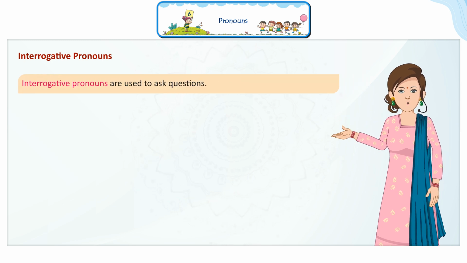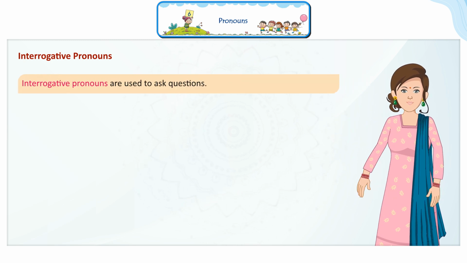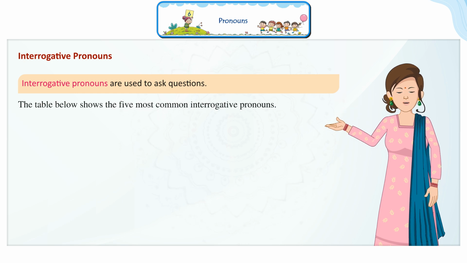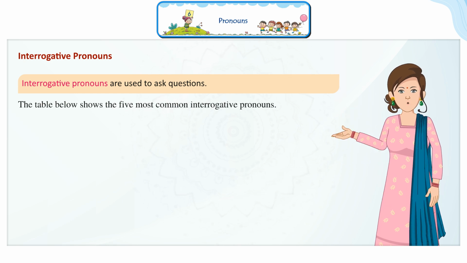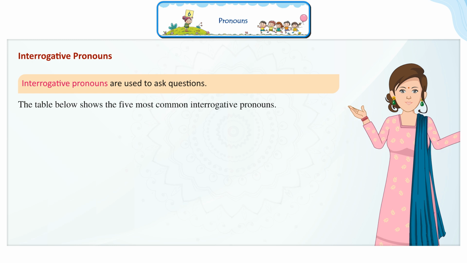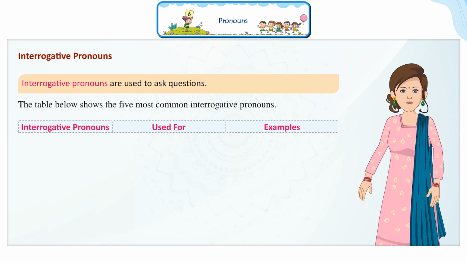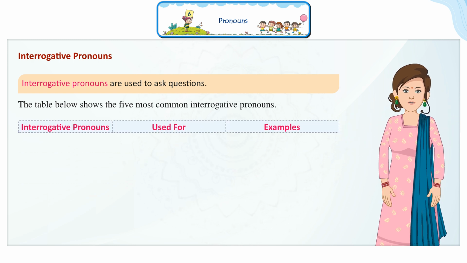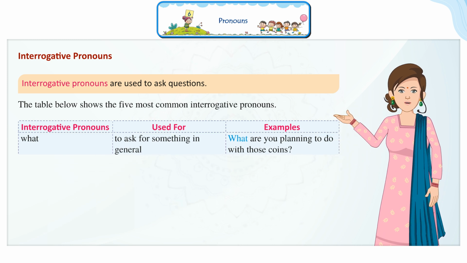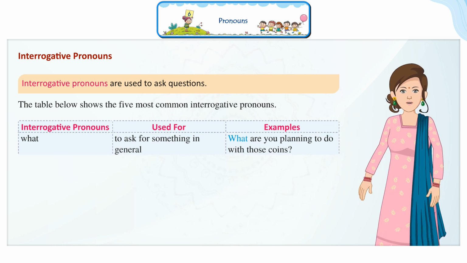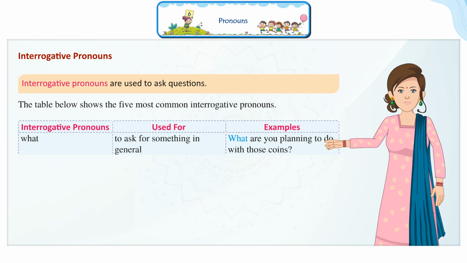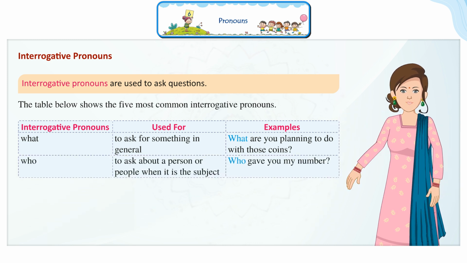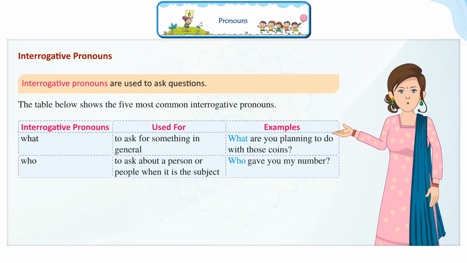Interrogative pronouns. Interrogative pronouns are used to ask questions. The table below shows the 5 most common interrogative pronouns. Interrogative pronouns used, for examples: what, to ask for something in general. What are you planning to do with those coins? Who, to ask about a person or people when it is the subject. Who gave you my number?